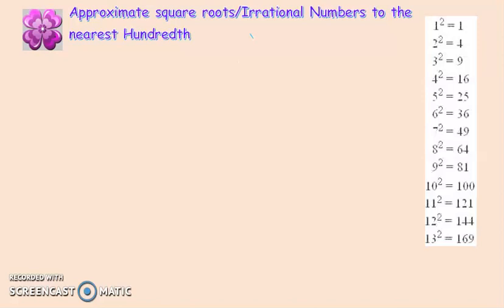Hello everyone, today we are going to see how to approximate a square root of an irrational number. To do so, you need a list of perfect square numbers that I listed on the left side. I'll show you: 1 squared is 1, 2 squared is 4, therefore 1, 4, 9, 16, 25. They are called perfect squares. You need these perfect squares to complete your job here.